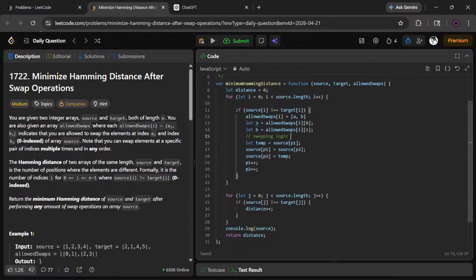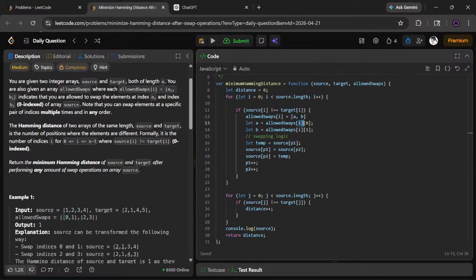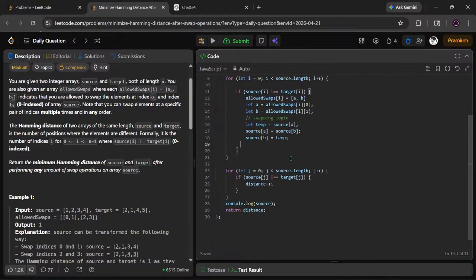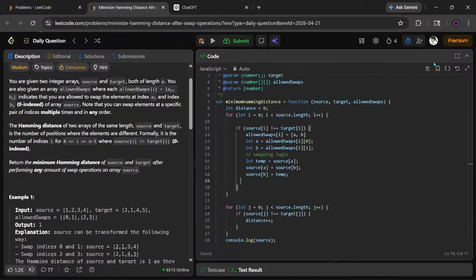Now, since we have a and b, what happens is every index pair goes first. It will go to the first pair, 0 and 1, and then the next pair, 2 and 3. Boom, middle swap. So let's take P1 as a and P2 as b, and this cell is not needed right now. Now I think it should work, since our swapping logic is right.